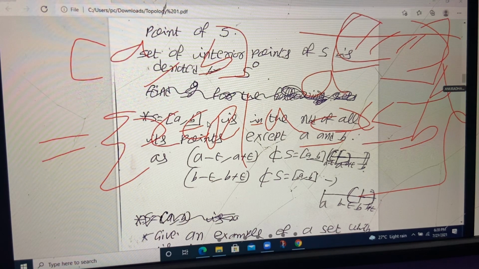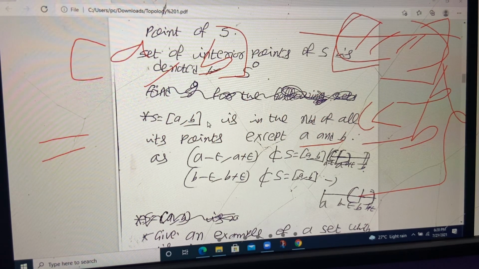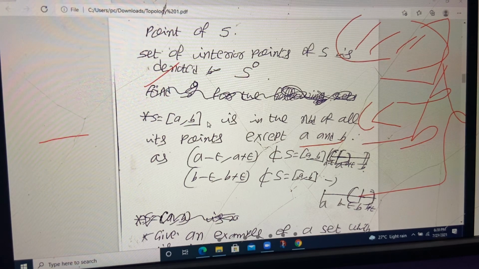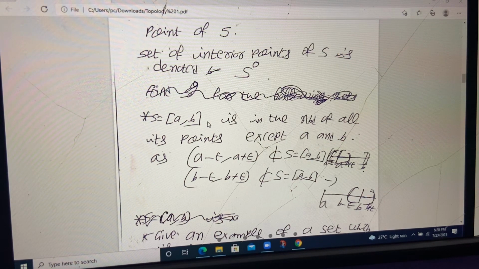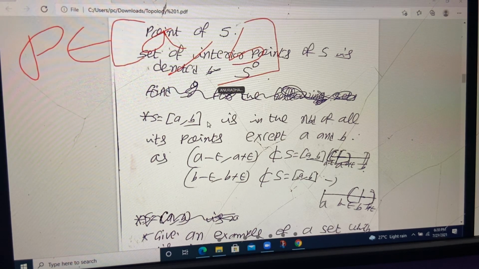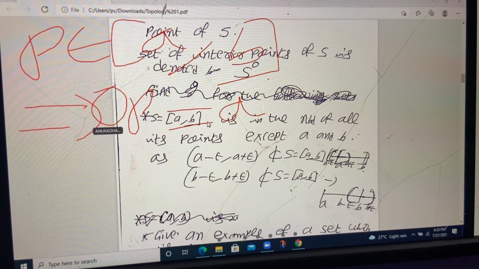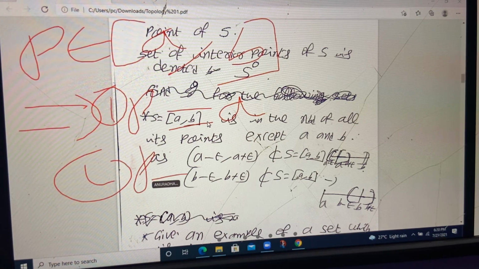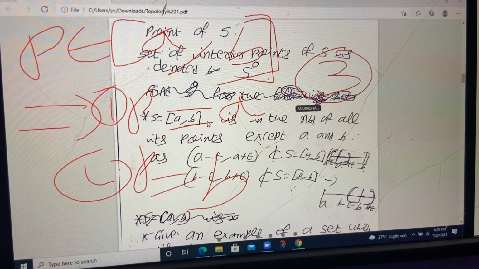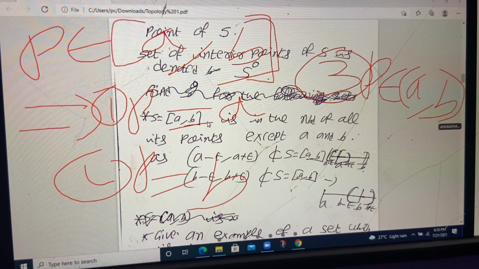So we want to know what the interior points in the closed interval are. How to know that? Let us take a P belonging to the closed interval AB. P belongs to the closed interval AB, so what are the options? Number 1, P may be equal to A. Number 2, P may be equal to B, the end points, because closed means end points are included. Number 3, P is in between A and B, which means the open interval.